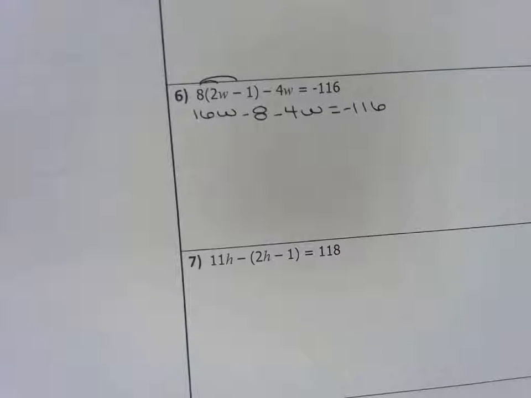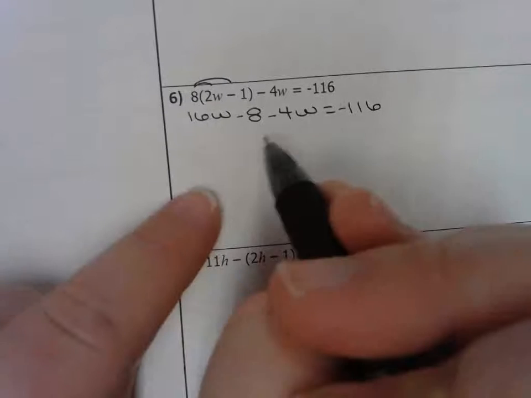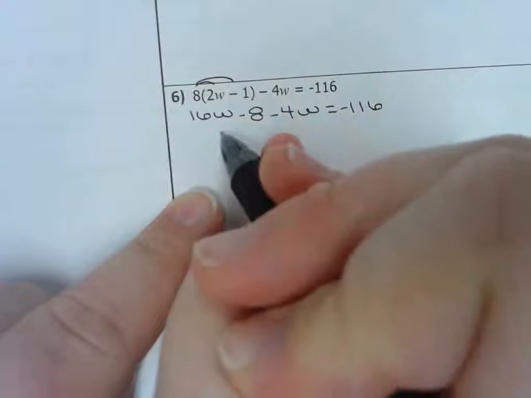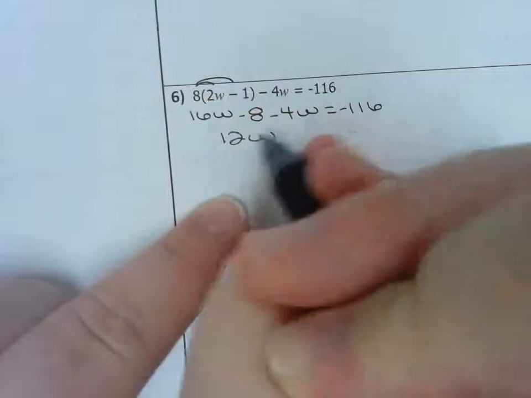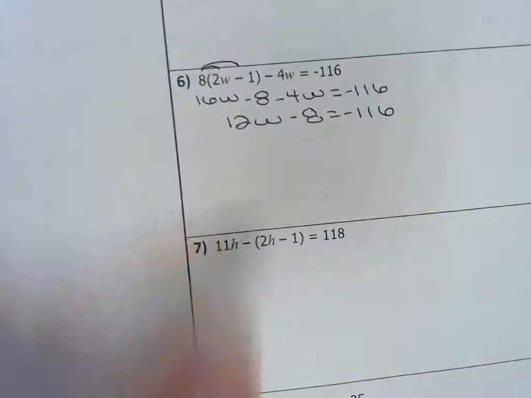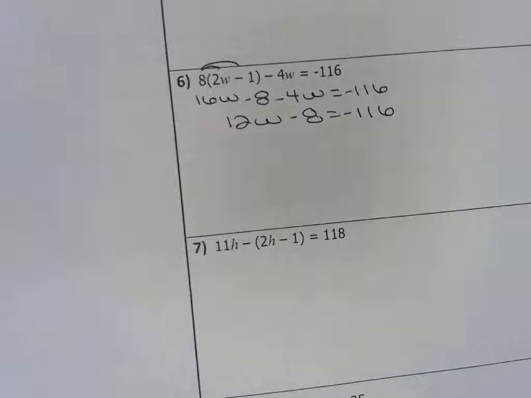Okay, next thing I do on this is, let's see, Trey, what do I do next? Yep, so what things can I put together? Yep, so what is 16w minus 4w? 12w. So 12w minus 8 equals -116. Always take the sign in front. 16 minus 4 is 12w. I have the minus 8. I have the equal sign. I have the -116.